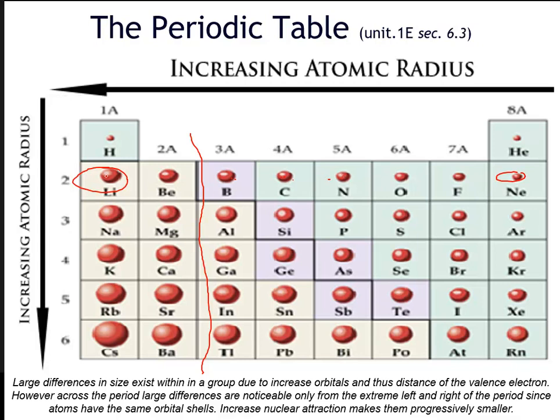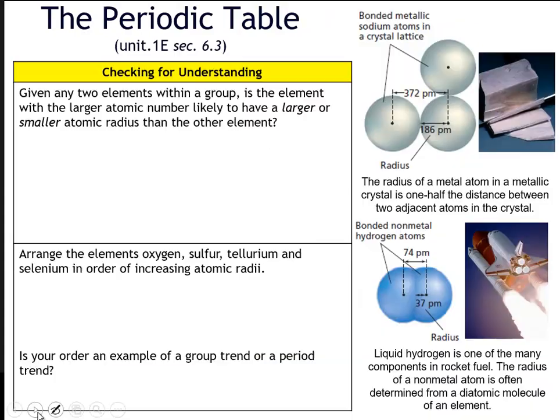But as you go down from top to bottom, you can definitely tell that the orbitals increase in the shells. So keep that picture in mind and answer these questions about atomic radius. If you have a hard time with these questions, hit me up at tutorial and then we can go over them together.